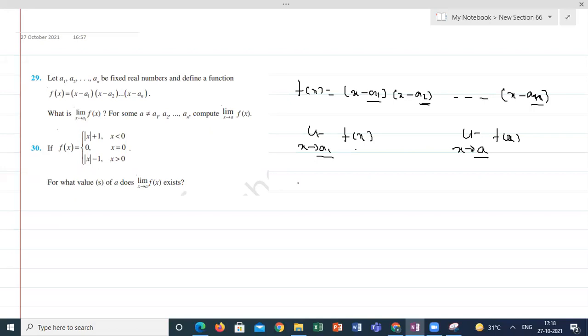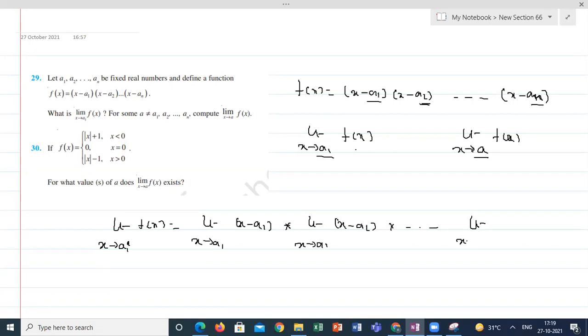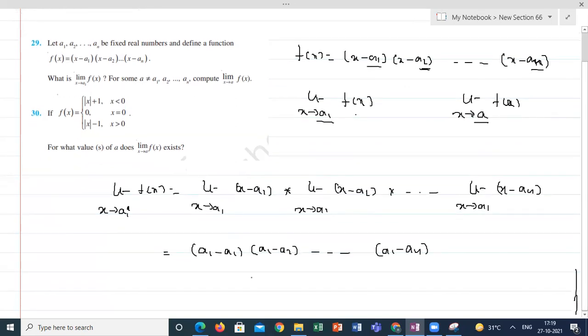It's very simple. I'm applying the algebra of limits here. First, I am taking the limit as x tends to a1 of f of x. That is the limit as x tends to a1 of x minus a1, into the limit as x tends to a1 of x minus a2, and so on, the limit as x tends to a1 of x minus an. If I apply the limit, straight away I will get a1 minus a1 into a1 minus a2 and so on, a1 minus an. Because x is approaching one of its roots, at one position you will get 0. So the answer is 0. Is it clear?